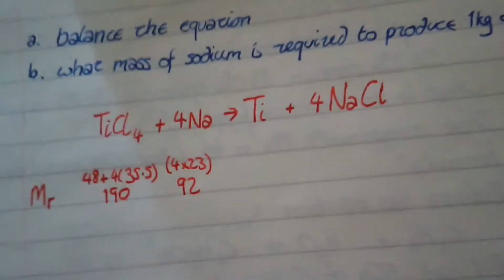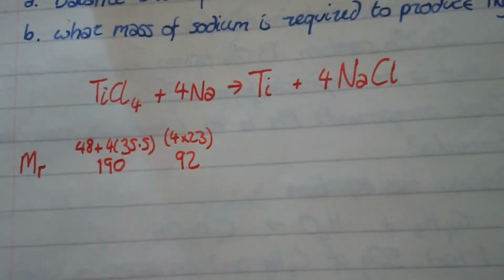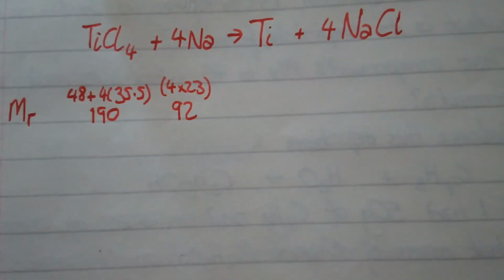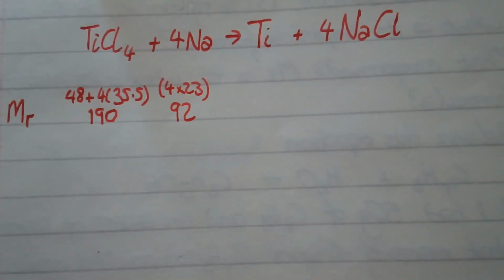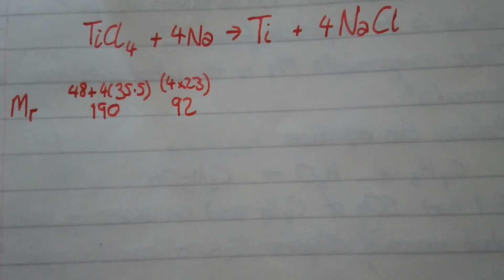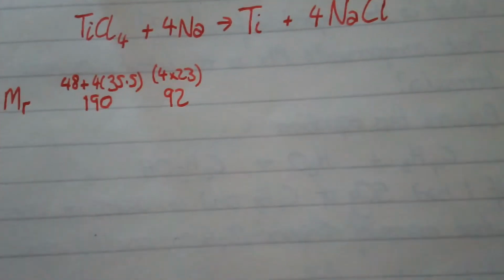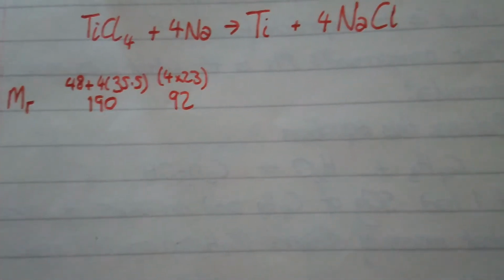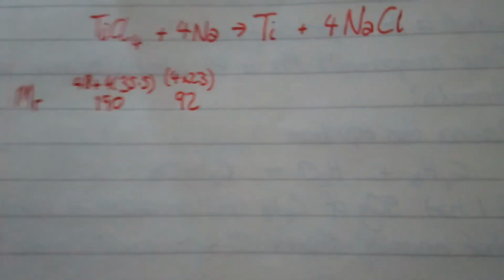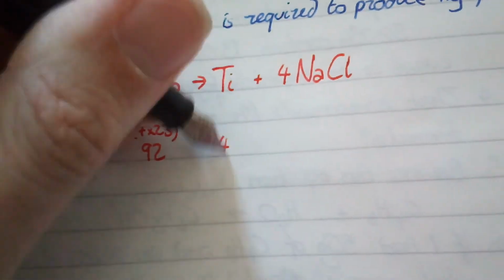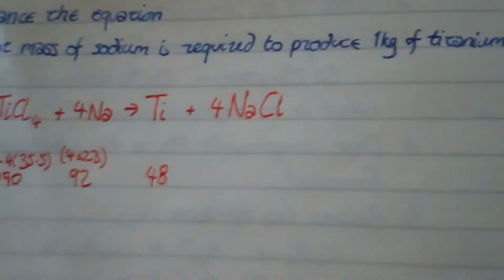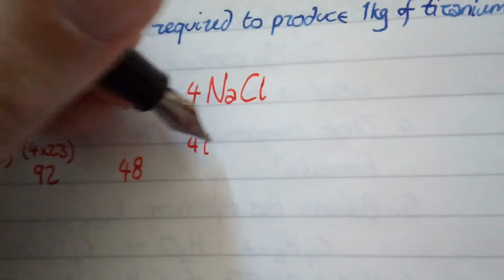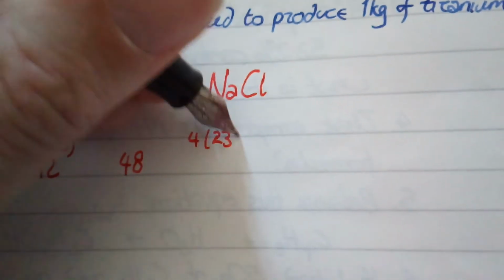For those of you who are watching this as an A-level recap, you never know, you might do. I know that your numbers will be slightly different because you go to 1 decimal place usually. Do your own calculations for this just based on what I've shown you. Okay, and it's going to make titanium, which we've just looked up, it's 48. And 4 lots of sodium chloride.